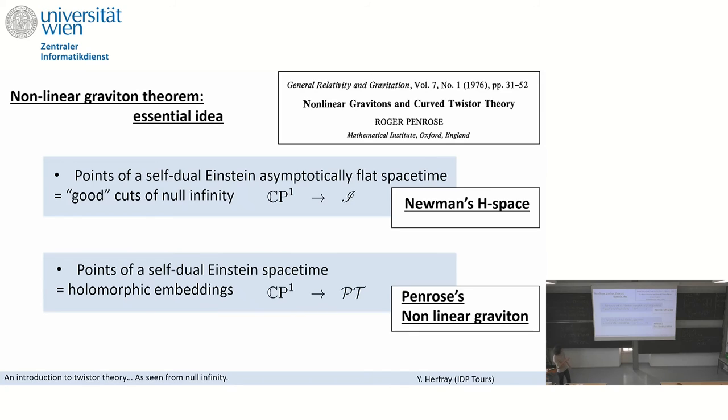profound idea was the following: in the same way that you think of a point in Newman's H-space as a CP1 in scri, the essence of the nonlinear graviton theorem is that a point in your self-dual Einstein spacetime is going to be a holomorphically embedded CP1 in your projective twistor space. You take a sphere, and now you replace the good cut equation at scri by just holomorphicity in CP3. You take this CP1 and try to embed it into your twistor space, but you deform the complex structure, and you look for spheres which are holomorphically embedded. So huge constraints, but fortunately mathematicians have been studying this for decades. They know lots, and you can run a theorem and prove that you construct a spacetime this way, that this spacetime has a metric, it's still Einstein, and then you have a one-to-one correspondence. That's the essence of Penrose's theorem. That's what you should have in mind: a point in your self-dual spacetime is a holomorphically embedded CP1 in the curved twistor space.